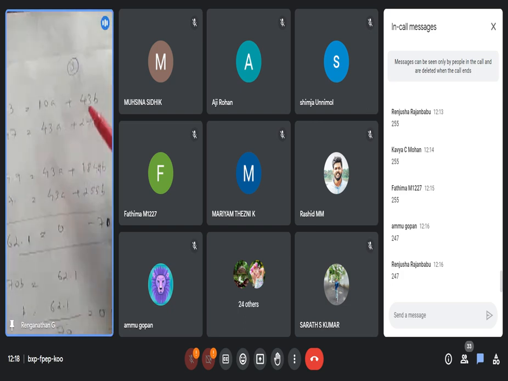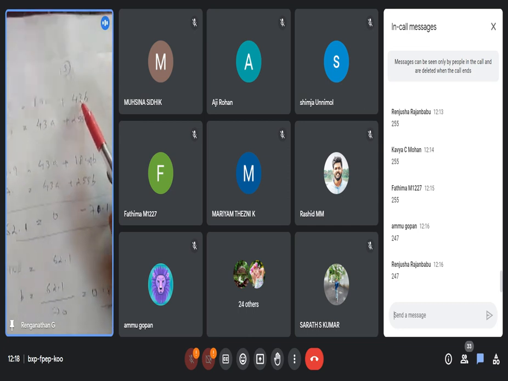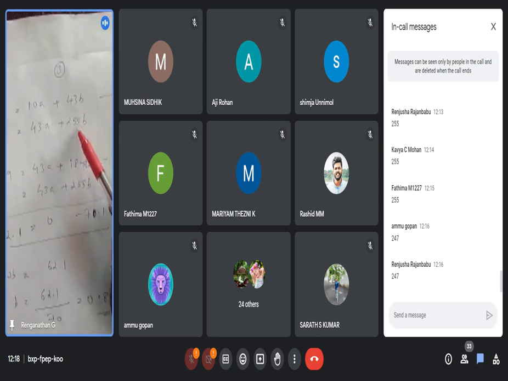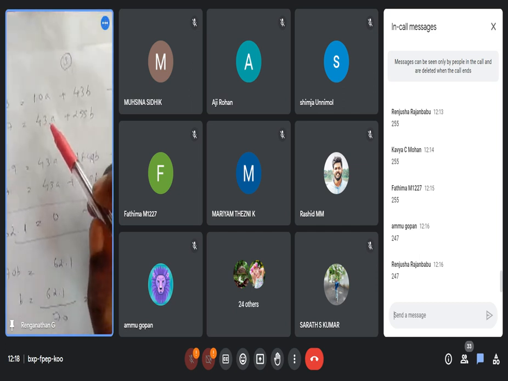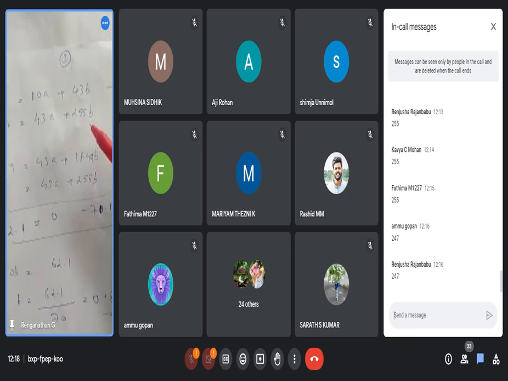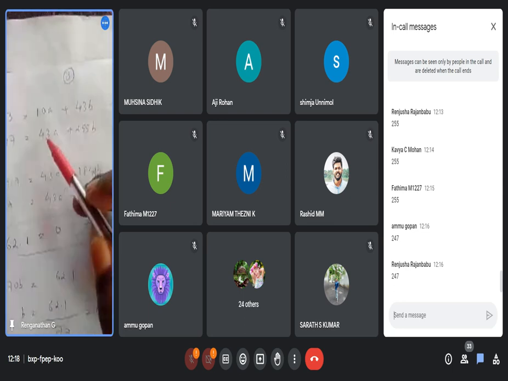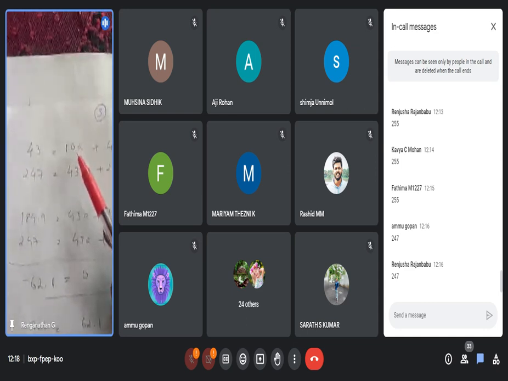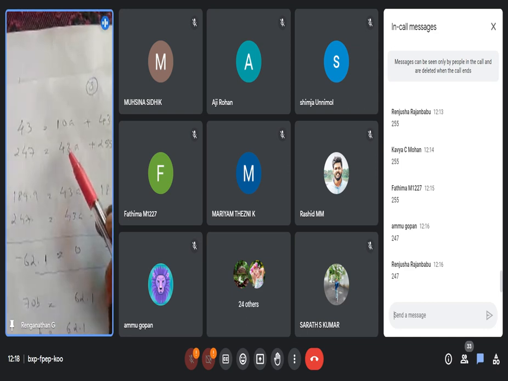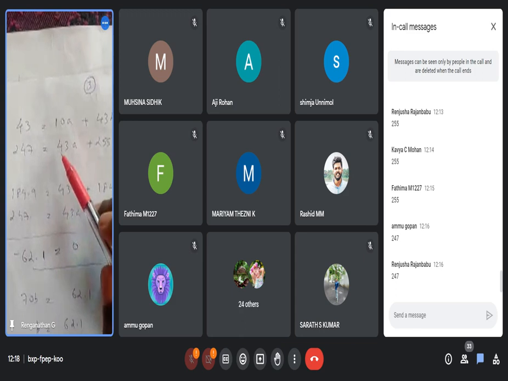Since all the values here are positive, it is better to subtract the second equation from the first one. So I am going to subtract the second equation from the first one. But before that, in order to convert the value of A or B into 0, we have to manipulate one of the equations. That means we should equalize A or B. Either this 10A and 43A should be equalized.